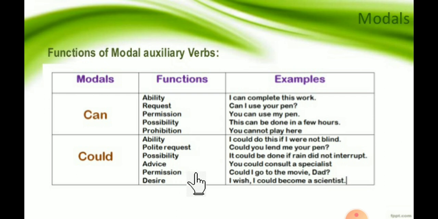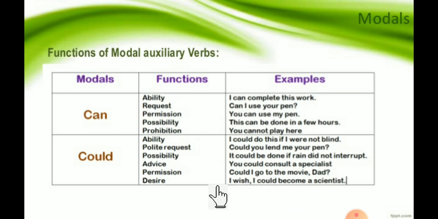Next, advice: You could consult a specialist. So you are giving advice. Permission: Could I go to the movie, Dad? So it is a permission. Next, desire. Desire means your wish: I wish I could become a scientist.